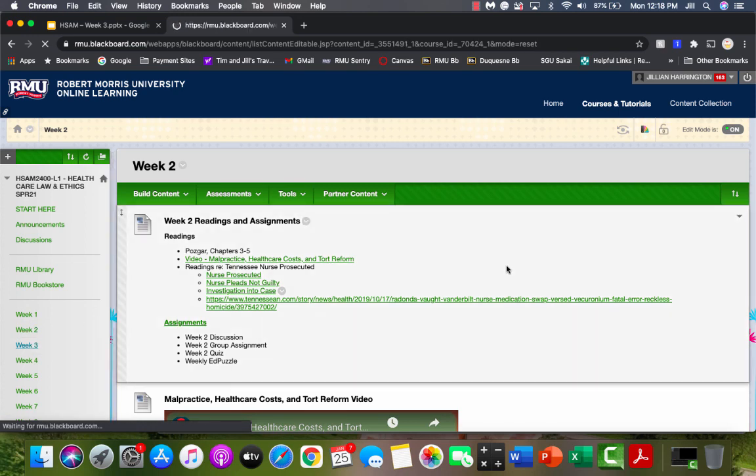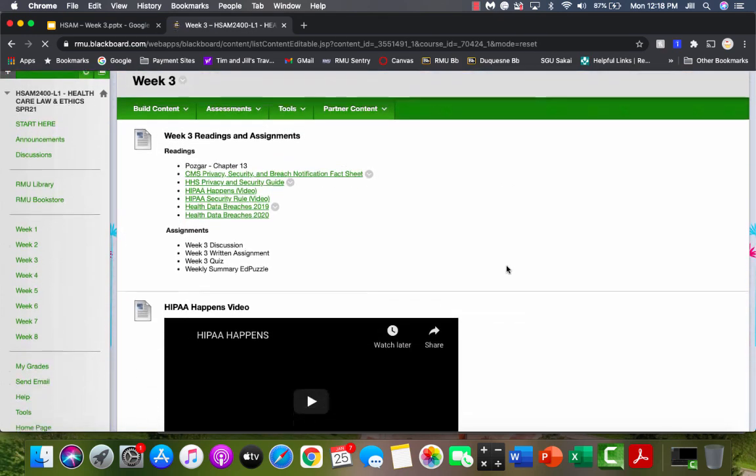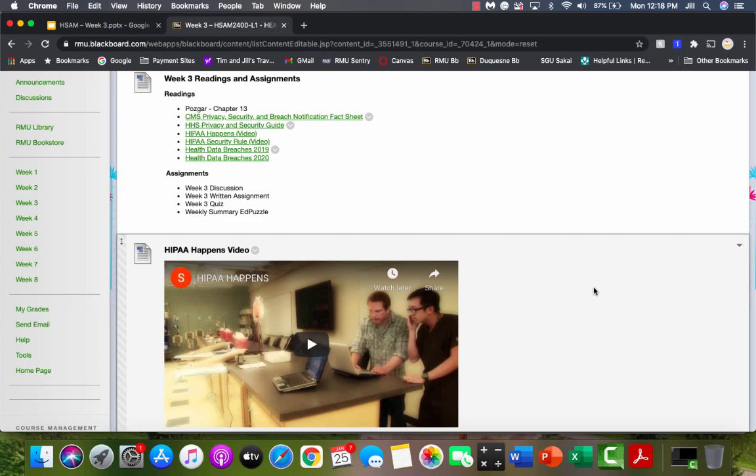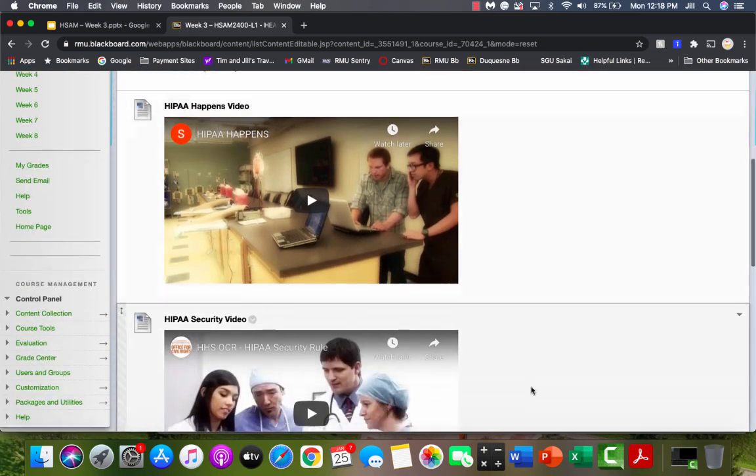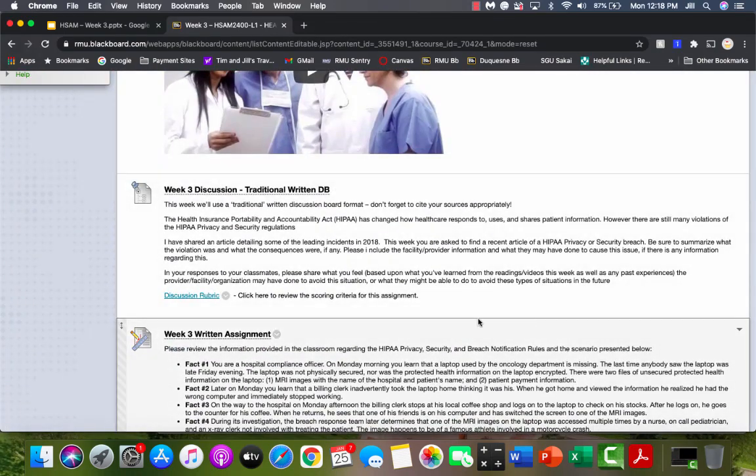So in week 3, we're going to talk a little about HIPAA, so one of my other favorite topics. So looking, we have some information in the textbook. We're also going to talk about some different types of data breaches, some privacy breaches. There's a fact sheet from the Center for Medicare and Medicaid Services, and we've got a few handy-dandy videos. Our discussion board this week is going to be a traditional written discussion board, not a Flipgrid discussion board.